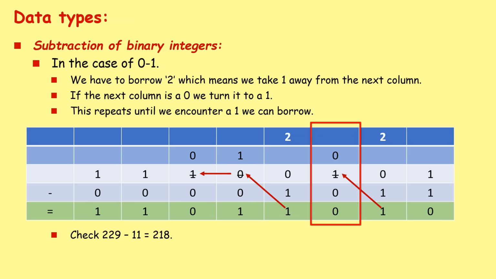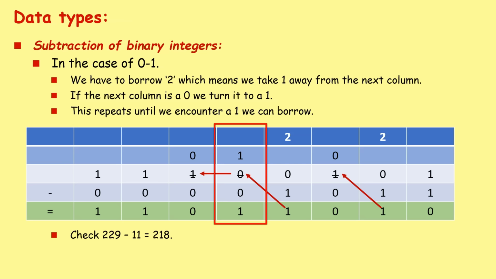0 minus 0 is 0. We move along, again we've got 0 minus 1, so it's a 1. We go along to the next column to borrow a 1, but it's a 0 there, not a 1. We can't do the borrow. So we flip that 0 into a 1, and then move along to the next column, and then take away the 1 from that column. We borrow it from there.